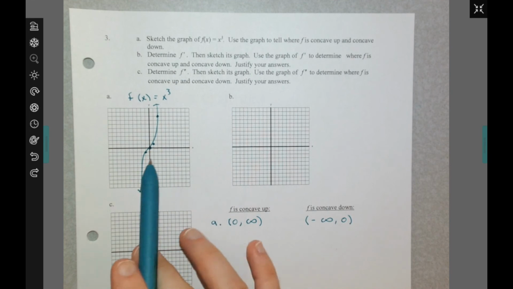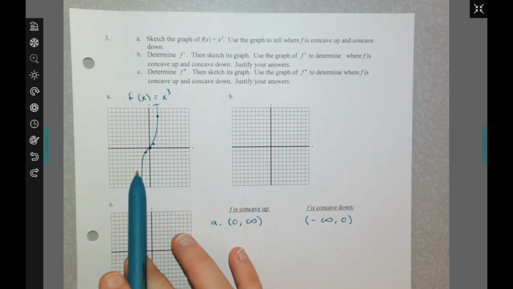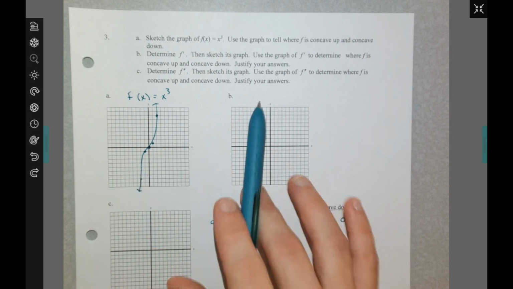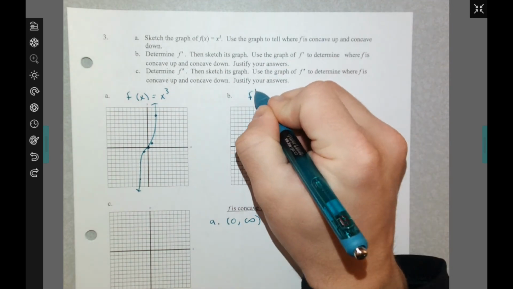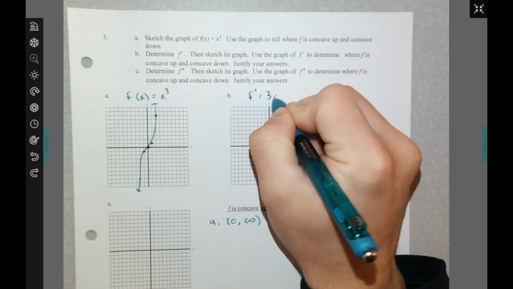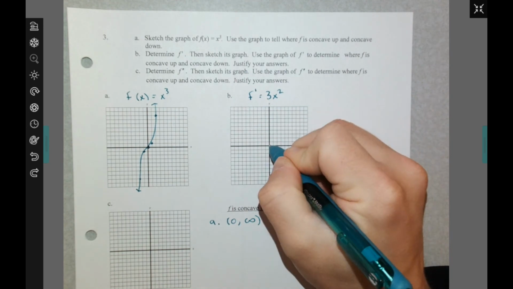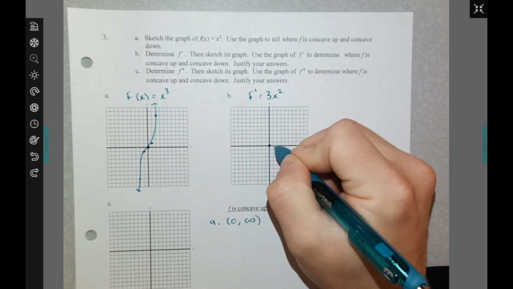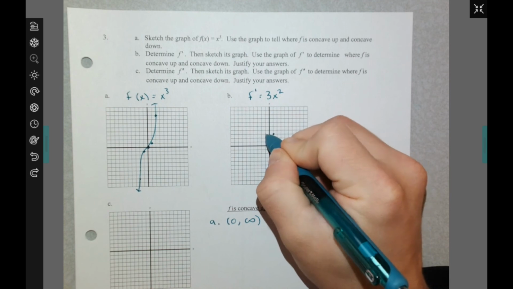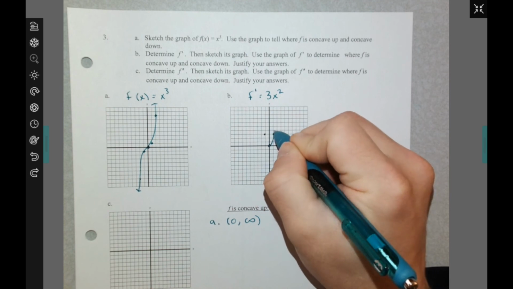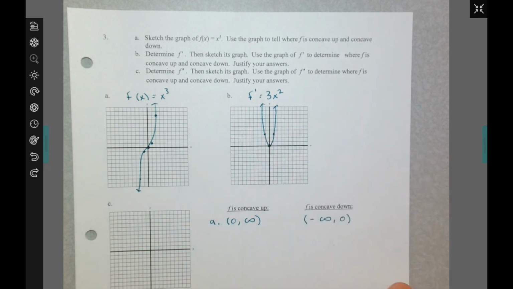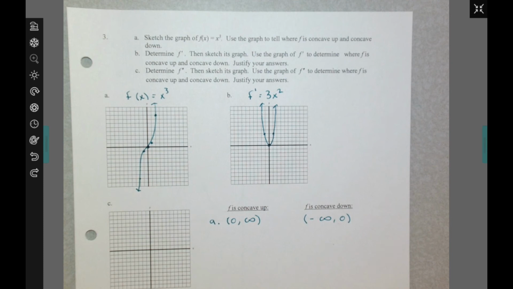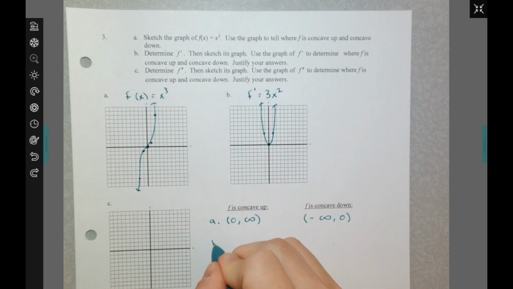Honestly, it's going to get to the point where we're not going to be able to tell from the original graph where our key points are, our inflection points, where it changes. So that's where we're going to look at our first and second derivatives, really. First derivative is going to give me 3x squared. Go ahead and graph that. You got a point at 0, 0. Then we're going to have a point at 1, 3, negative 1, 3. So it's a real steep parabola.